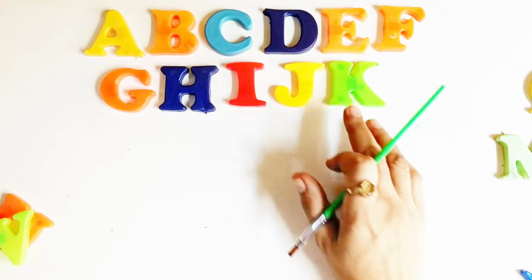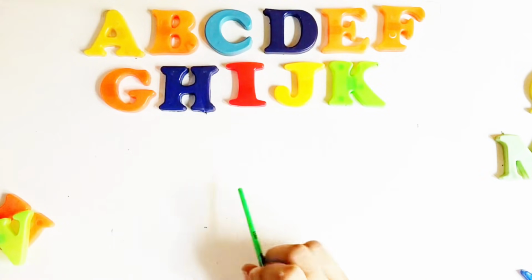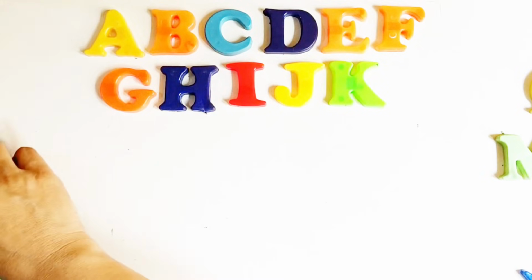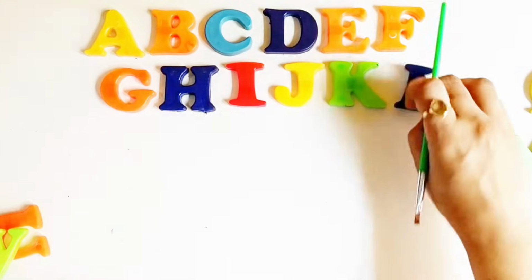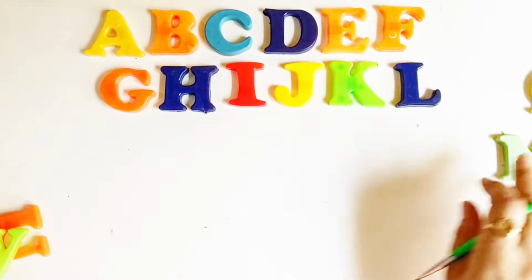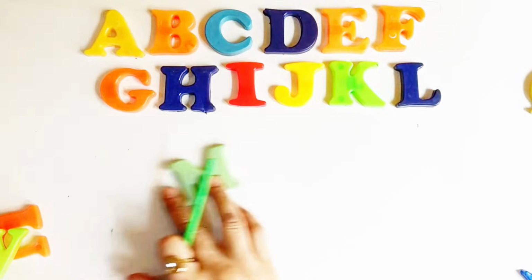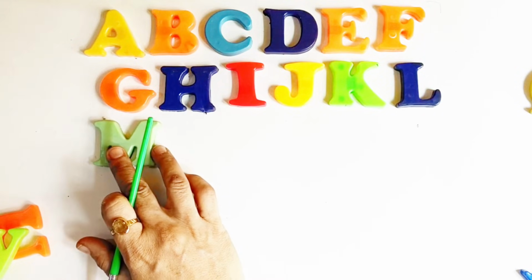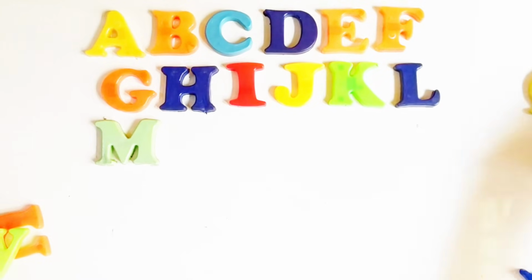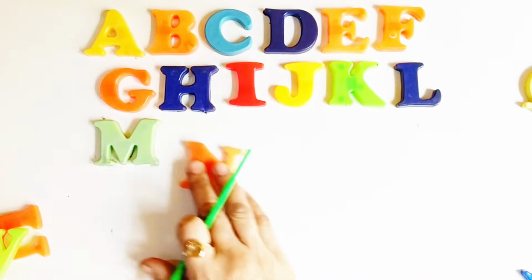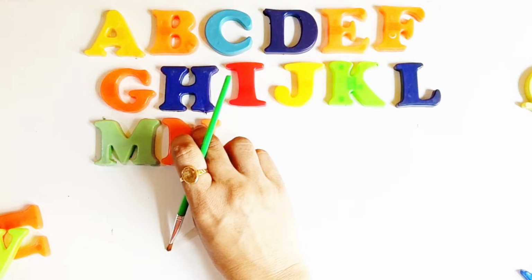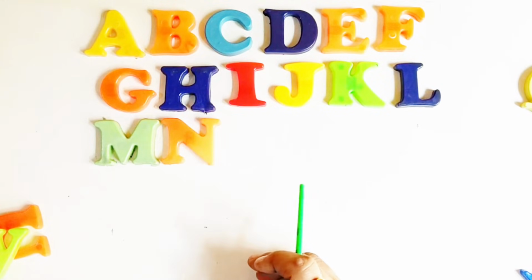K. K for kite. This is L. L for lemon. This letter is M. M alphabet. M for mother. This is N. N for net.